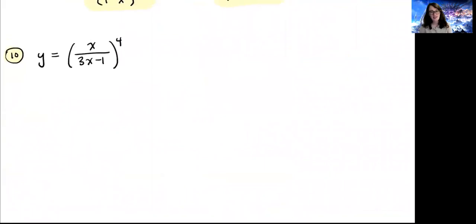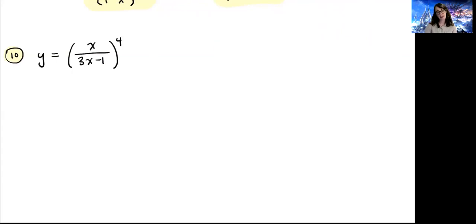And that is y equals x over 3x minus 1, all raised to the fourth. Okay, so here we have a function raised to the fourth power. So the biggest outermost thing we have is some stuff to the fourth, right? That's like the main idea of the function, is it's raising something to the fourth. The something that we have is a quotient.